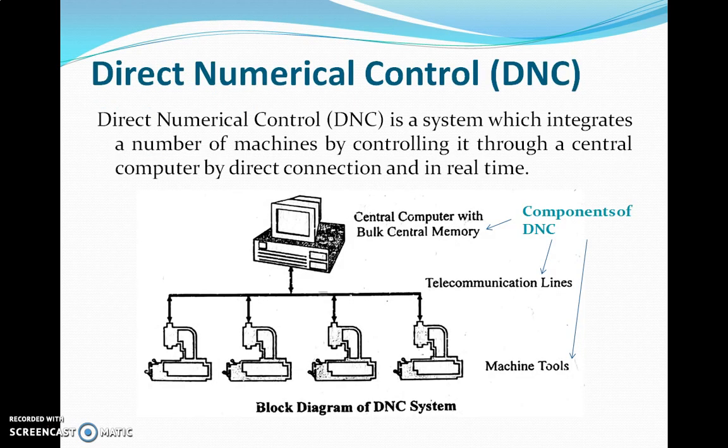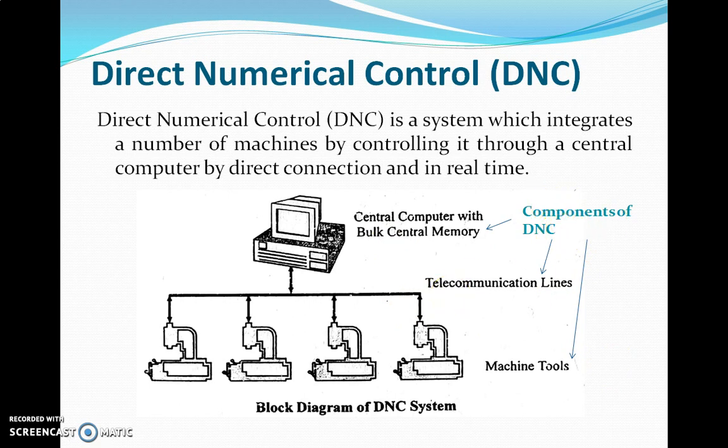Direct numerical control is basically a system which integrates a number of machines by controlling them through a central computer by direct connections and in real time. As you can see, there is a block diagram which gives the different components of the DNC: central computer, bulk memory, telecommunication lines, and machine tools. These are the different components of a DNC machine.